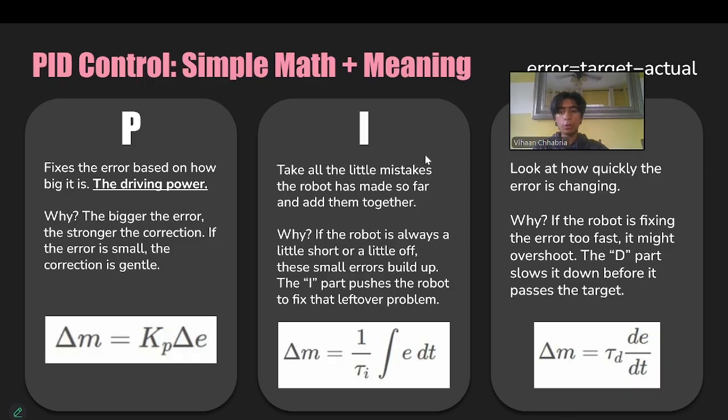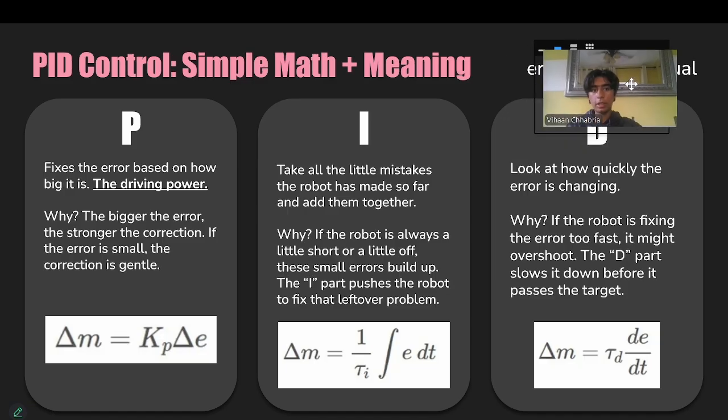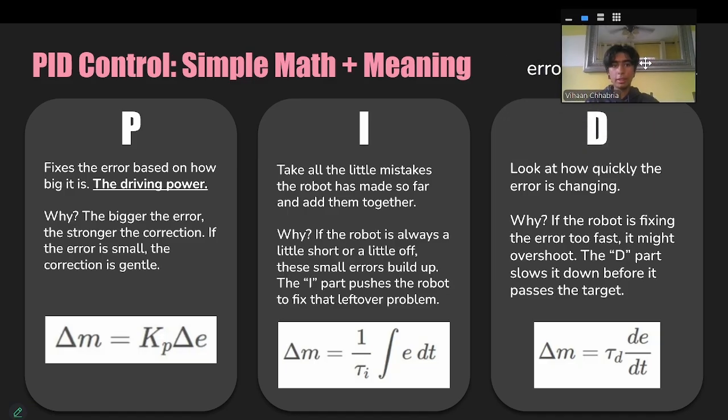So let's go over some of the meanings of what PID stands for, and the math behind it. PID stands for proportional, integral, derivative. Let's first go over proportional. P fixes the error based on how big it is.